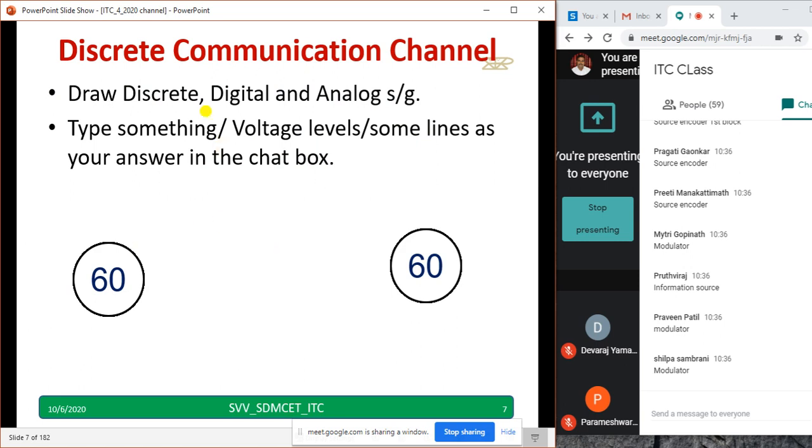Draw the discrete, digital and analog signal in your notebook. Usually we used to tell in the offline classes. Now you have to make changes. Type something, some voltage level, something what you know about these three in the chat box: digital signal, discrete signal, and analog signal. Somebody can type 1 line, 2 lines, whatever you know.